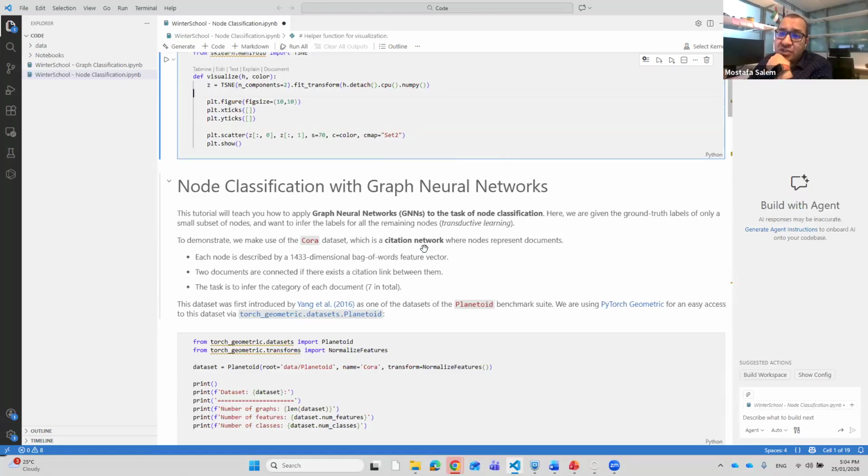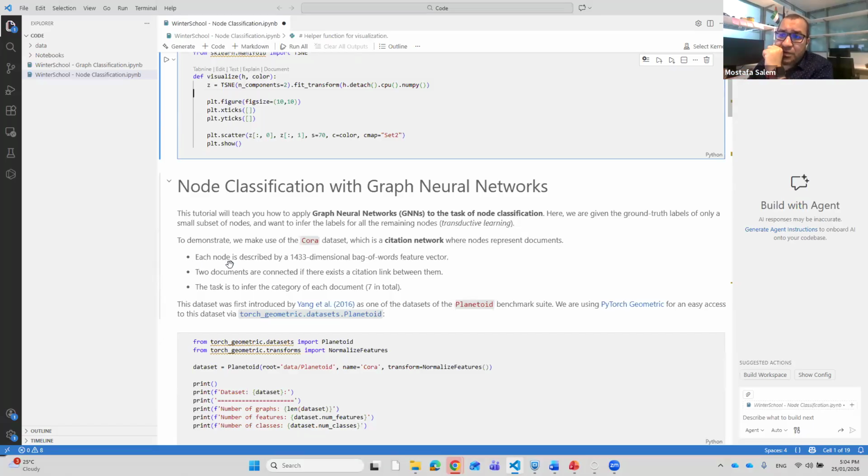This is a citation network. So each node is a publication document, and the connection is the citation between them. So if I have a publication and I cite these three papers, I will connect to them. So I will have three edges connecting my node with these three nodes. So this is a publication citation network.